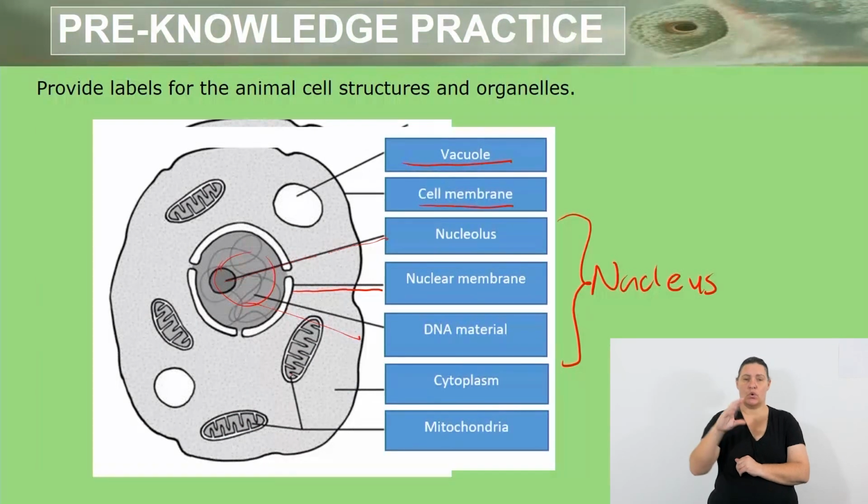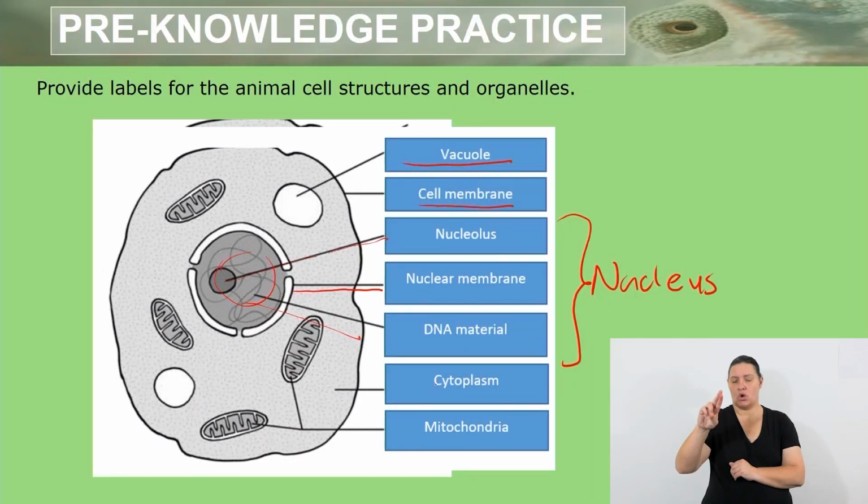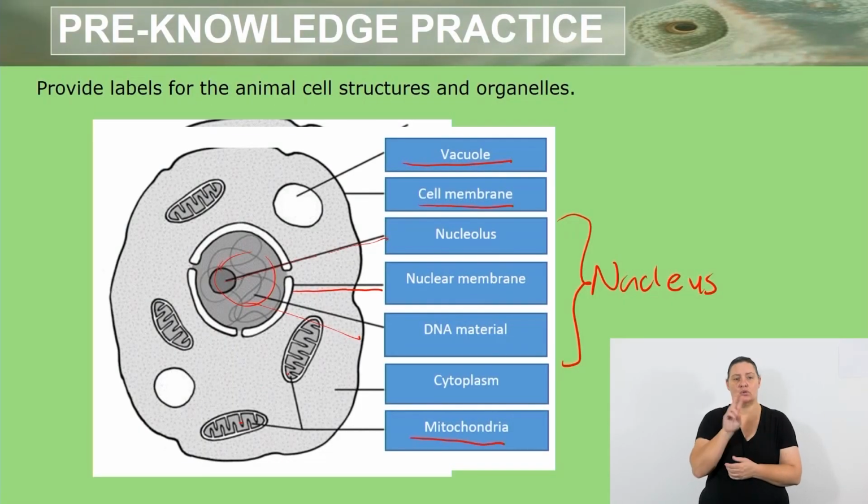Right. And then we have the cytoplasm of the cell, which is the liquid medium that allows chemical reactions to take place. And then we have our two mitochondria, which are responsible for energy production in the cell. So if you remember that, then you are good to go for this lesson.